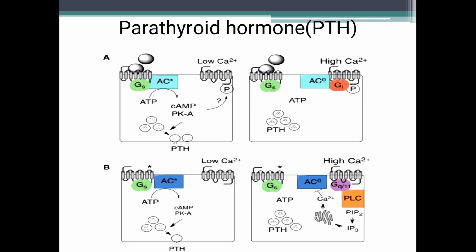I told you about the calcium sensing receptors. See the calcium sensing receptors. They are G protein coupled receptors, attached to phospholipase C. So whenever there is high calcium, this calcium will go and bind with the receptors.